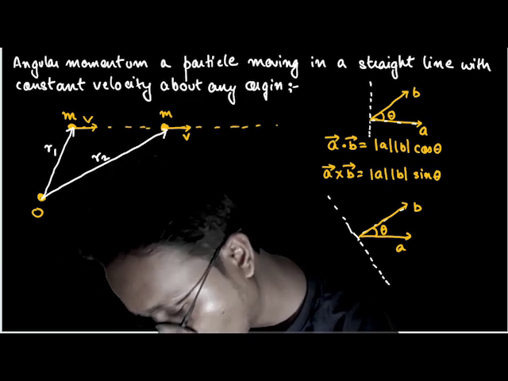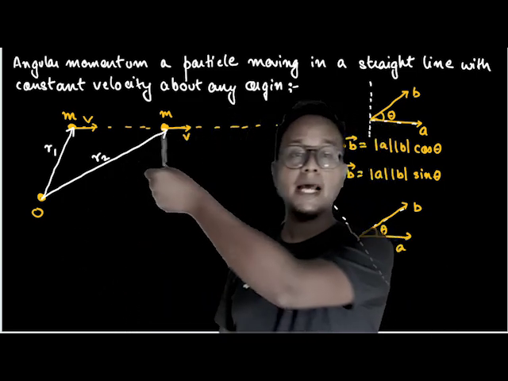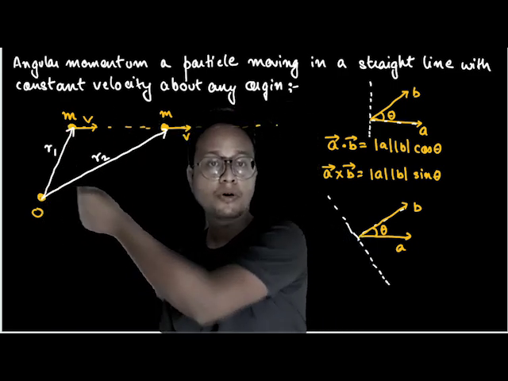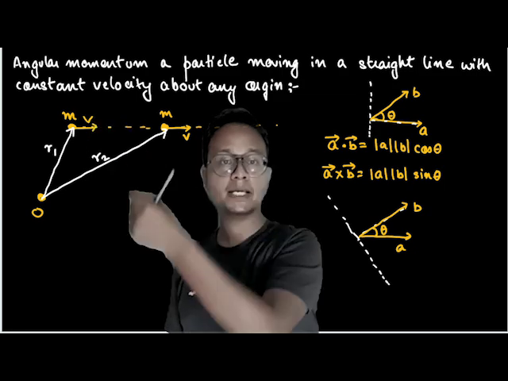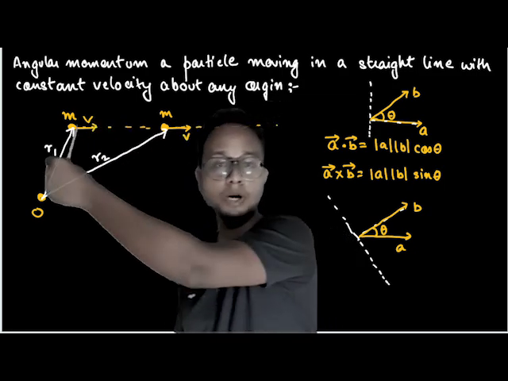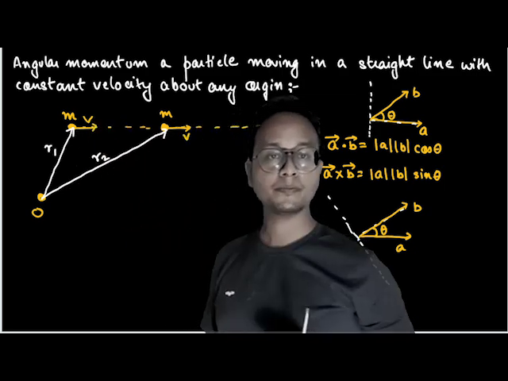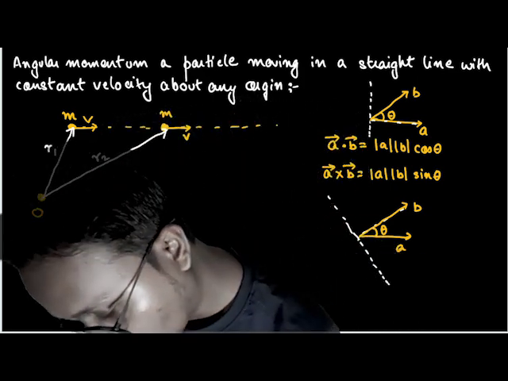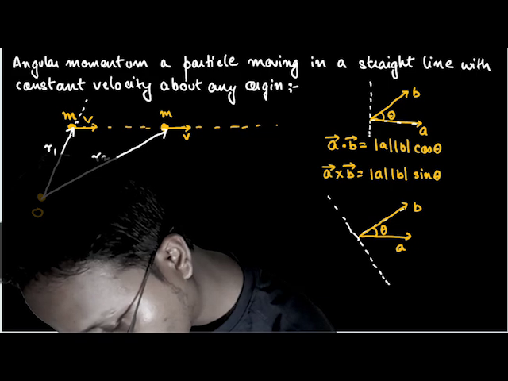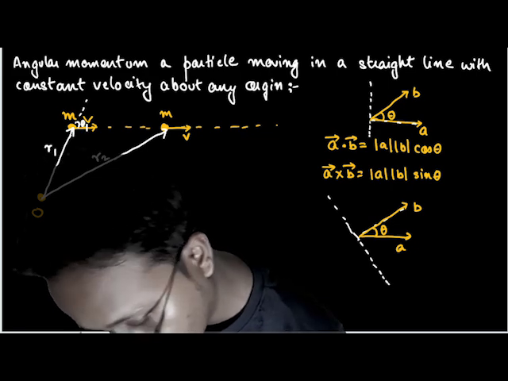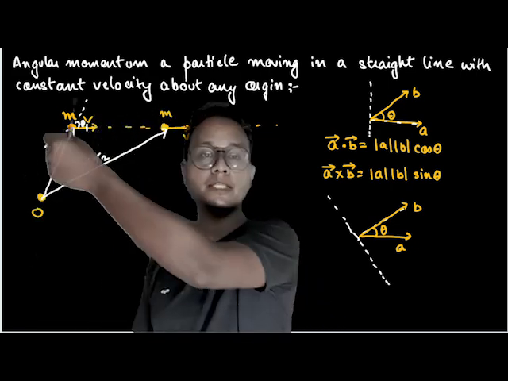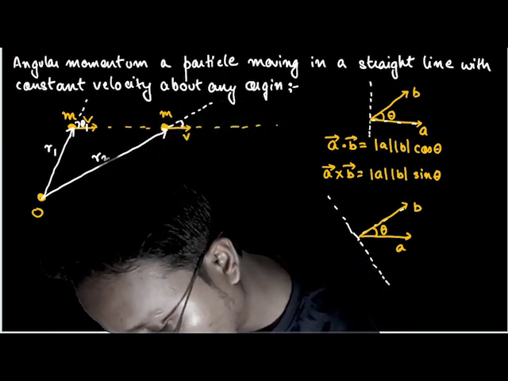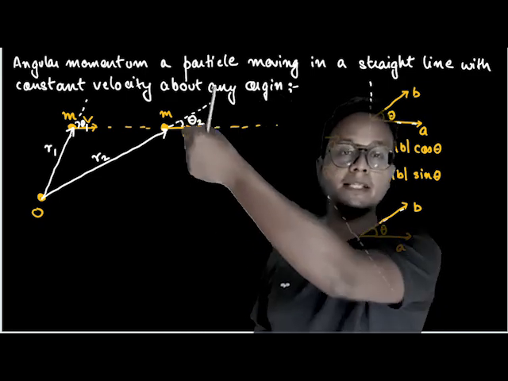What I'll be trying to prove out here is that the angular momentum of this particle out here is equal to the angular momentum of this particle out here, about the origin. That is, r1 cross v is the same as r2 cross v. That is the thing that I'm trying to prove. Now, r1 cross v is the magnitude of r1 into the magnitude of v into the sine of the angle between r1 and v, let's say theta 1. And r2 cross v is the magnitude of r2 into the magnitude of v into the sine of the angle between r2 and v, let's say theta 2.